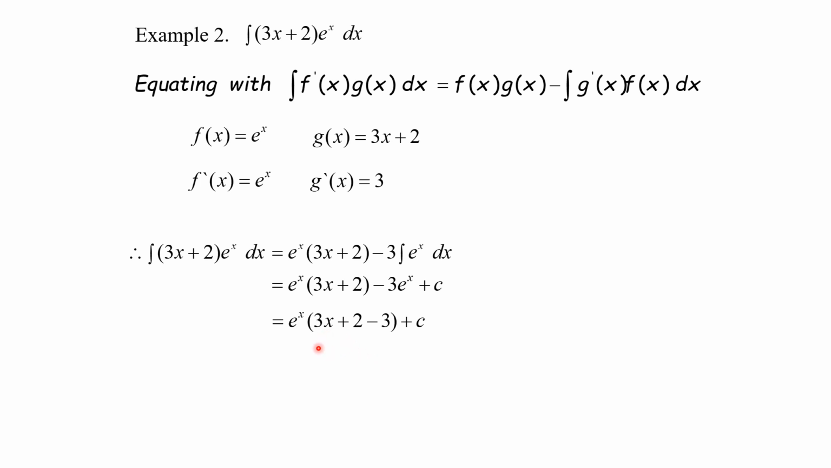And next, you can simplify by taking e power x as the common factor. Once you simplify, you will arrive at the final answer, which is e power x multiplied by 3x minus 1, plus c.